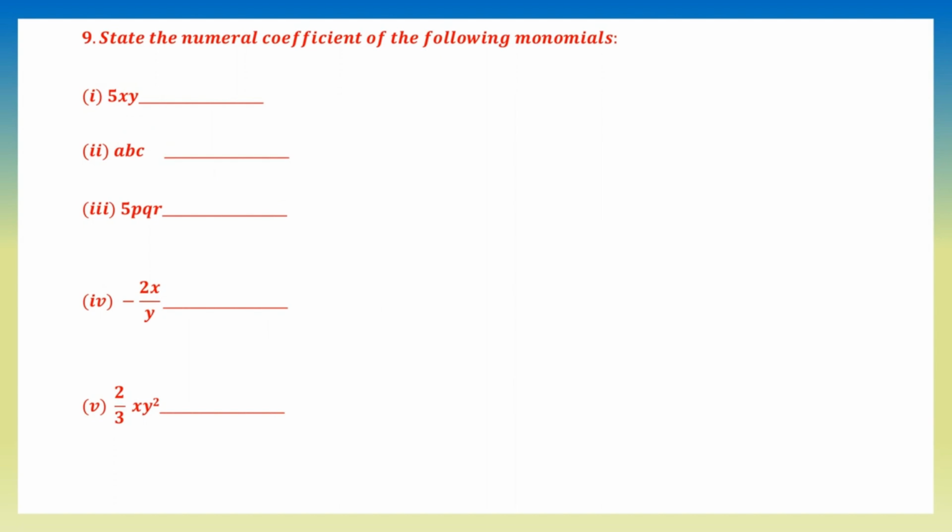So in the first one, 5xy, take only the number. It is 5. In the second one, a, b, c, we don't have a number. That means it's understood there is 1. Next one, again, we have only 5. Take the number. Now in the next one, we have minus 2 by 1, which is equal to minus 2. Then here we have 2 by 3. The number is 2 by 3.